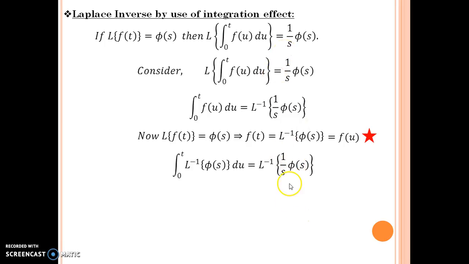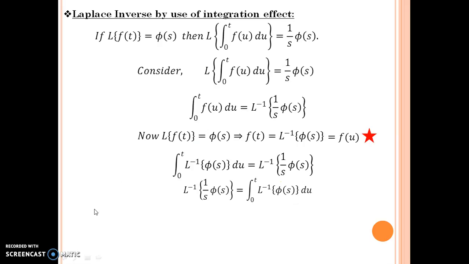Okay, now I have already got one expression. If you understand this step, L inverse of 1 upon s phi of s type of problem can be solved using this expression, that is integral 0 to t L inverse of phi of s du.